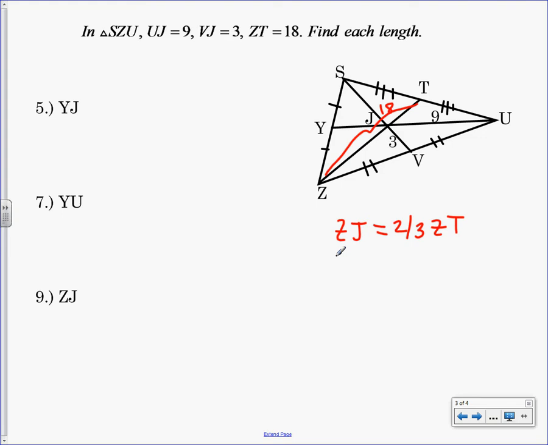Pick a vertex of the triangle. The big triangle, SCU. Pick an S or a U. Okay. You guys get that's a vertex of the triangle? The ones on the end, right? We know that. All right, so U to J is 2/3 what?